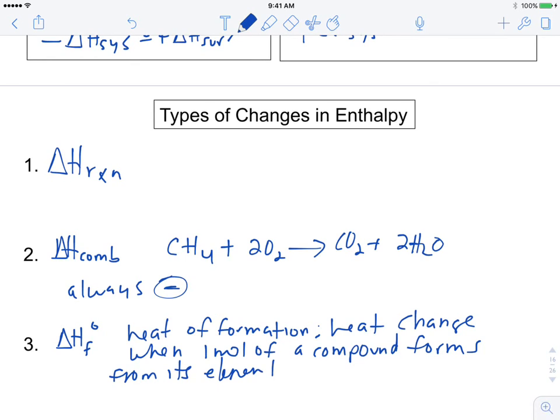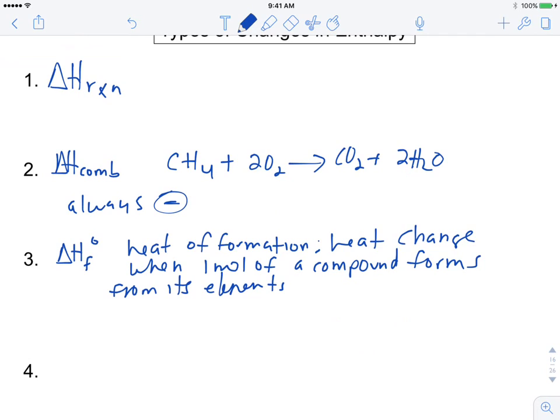So what does that look like? Well, let's take a compound and form it from its elements. Let's take hydrogen plus oxygen and form water. Now, in order to be a heat of formation, it has to be, and this is really important, 1 mole of the substance. So that means that I need a fractional coefficient in front of the O2. This will have the units of kilojoules per mole, because it's always per 1 mole. Heat of formation is only valid if it is for 1 mole of a compound forming from its elements.